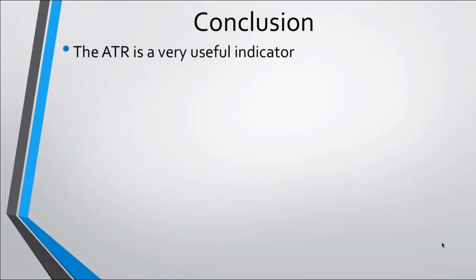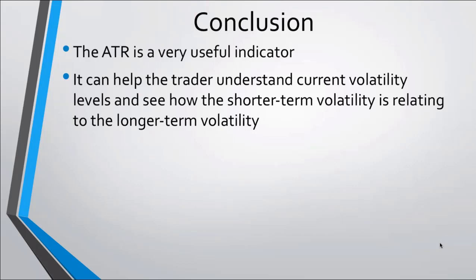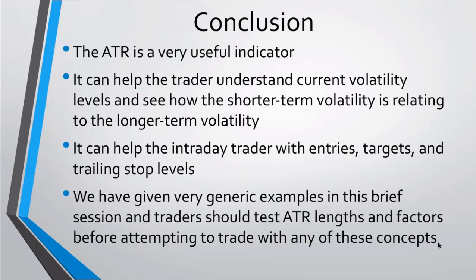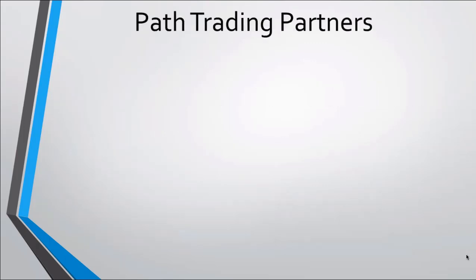The ATR is actually a very useful indicator. It can help the trader understand current volatility levels and see how the shorter-term volatility is relating to the longer-term volatility, and that can get you in and out of trades at appropriate places. It can help the intraday trader with entries, targets, and trailing stop levels. We've given very generic examples in this brief session, and traders should test ATR lengths and factors before attempting to trade with any of these concepts. It's useful, but in this particular video, you've got enough to be dangerous. You should do a little work on this.